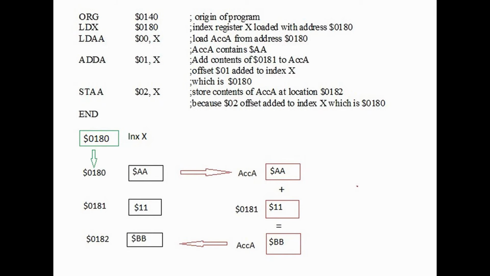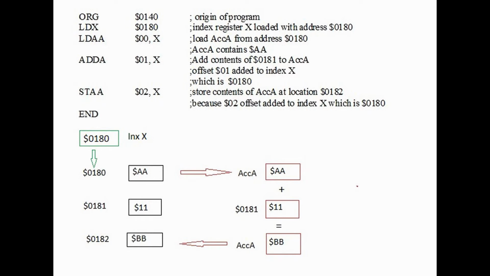Next, we will add to accumulator A the contents of memory location 0181, which in fact is index register X plus an offset of 01 for a total of 0181. Finally, we store the sum, or the contents of accumulator A, into memory location 0182, or in other words, index register X plus the offset of 2.